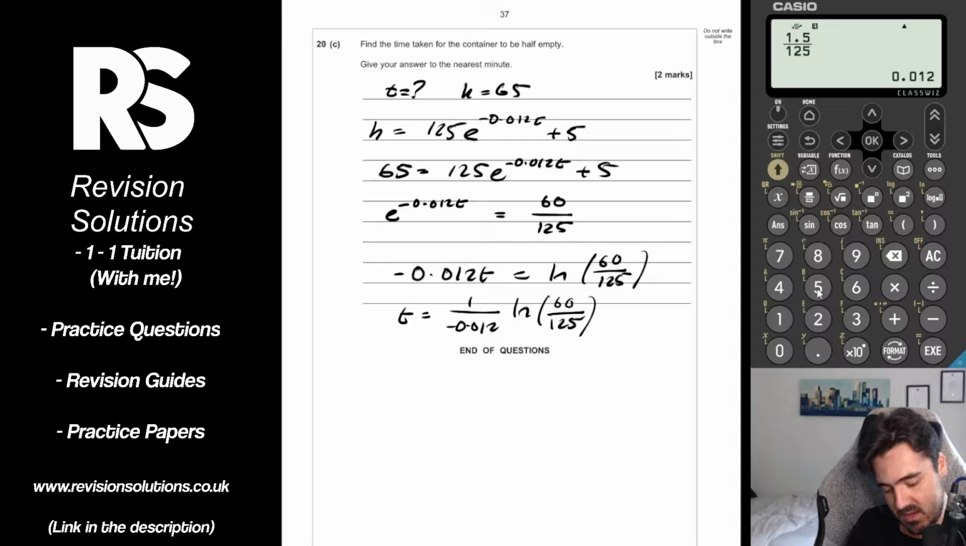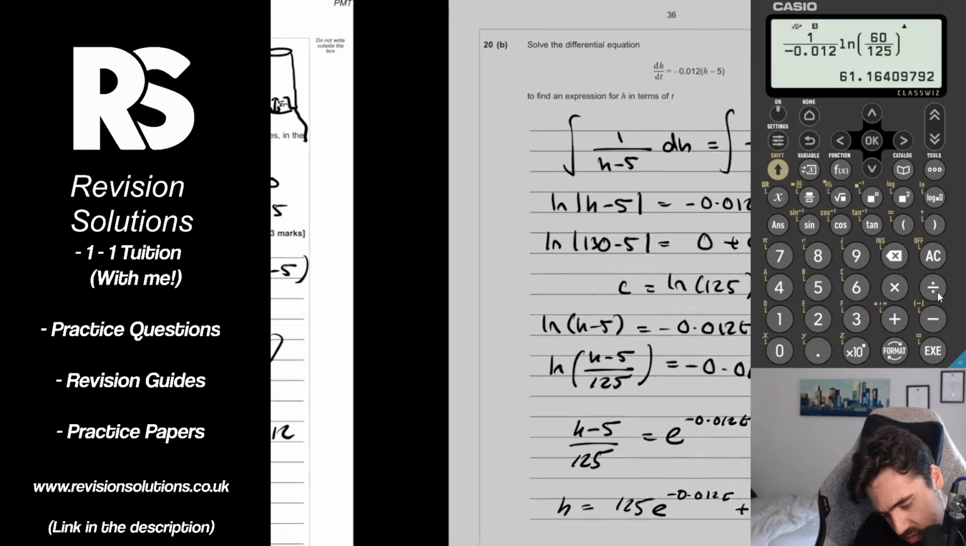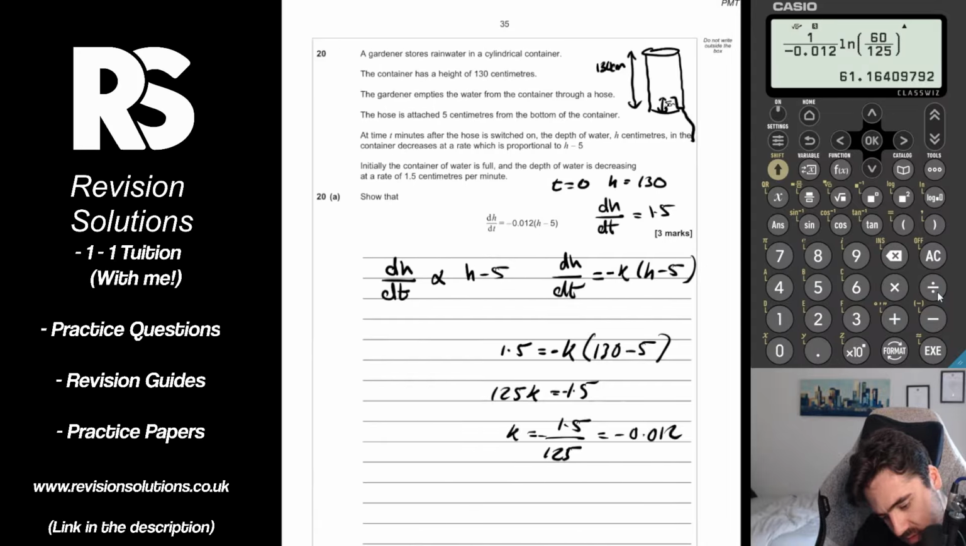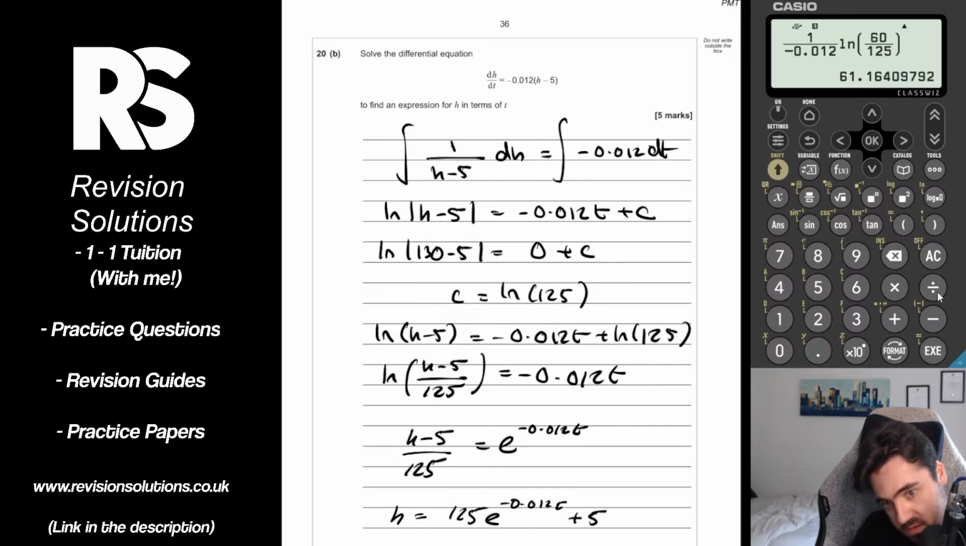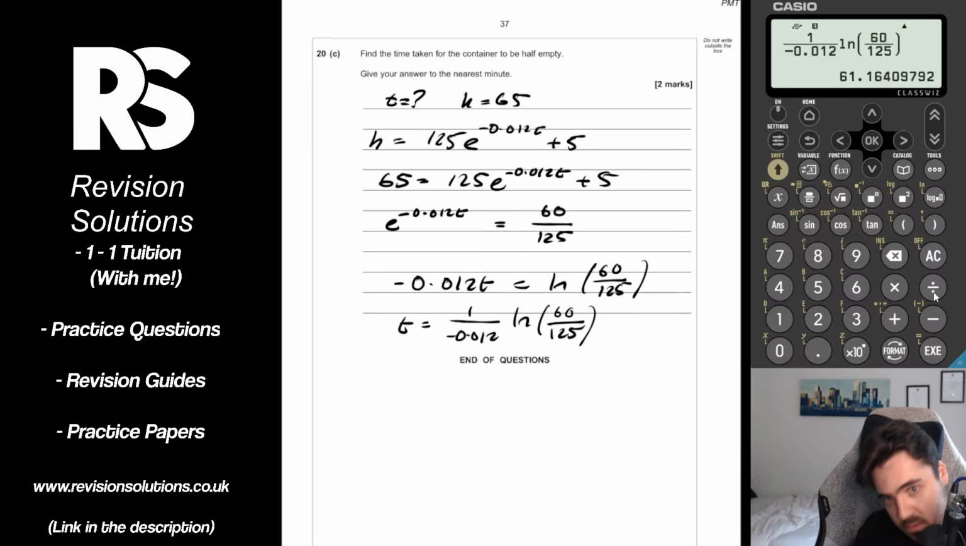Let's plug that in the calculator. So 1 over minus 0.012 natural log of 60 over 125. That's 61.16. They wanted our answer to the nearest minute, so let's just check what t was measured in again. t is measured in minutes, actually, so no conversion required. So to the nearest minute, that would be 61 minutes.